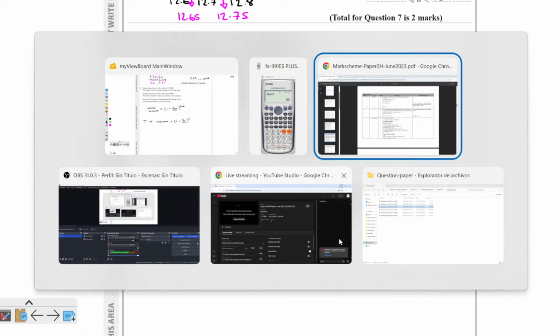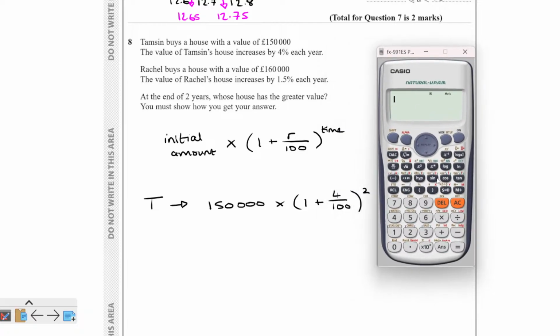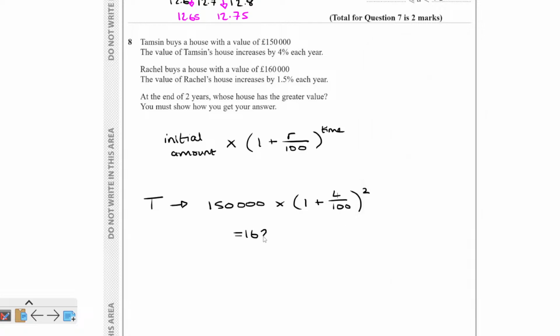So calculator, 150,000, make sure we've got enough zeros, times 1. Yeah, I normally type it in as 1.04, that's just how I do it. The power of 2, then we get 162,240, so let's write that down, 162,240. So that's Tamsin's value at the end of 2 years. Now we need to do the same for Rachel and see if hers is any more or less.